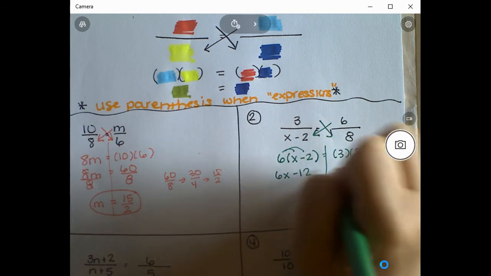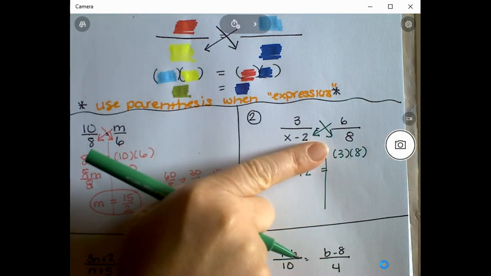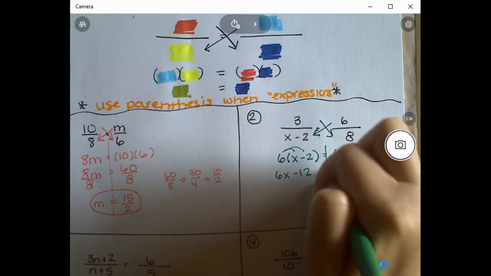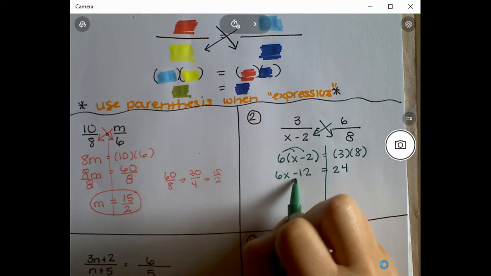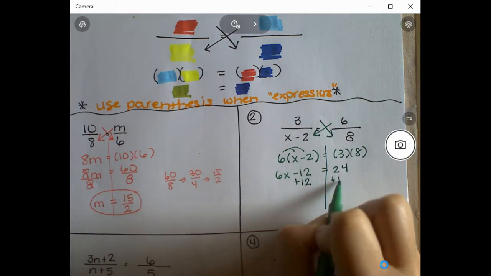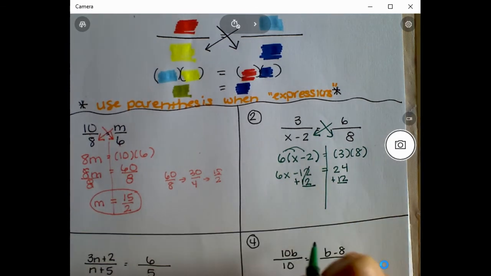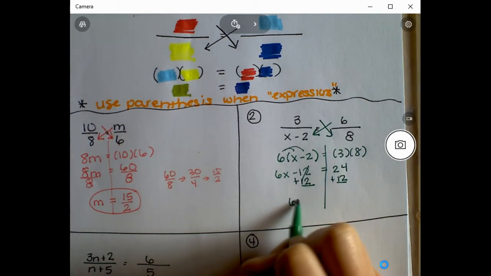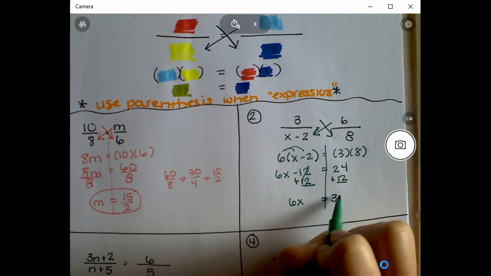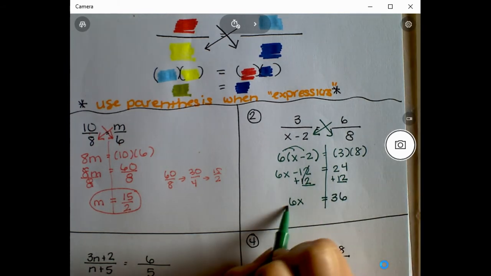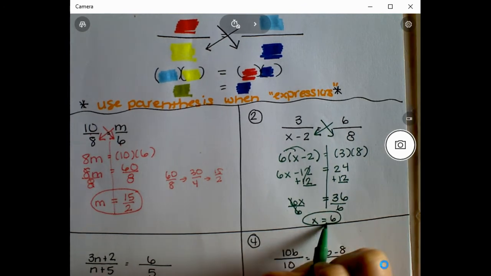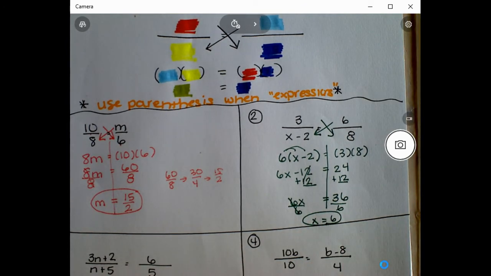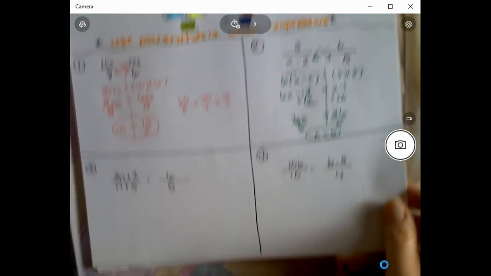6x minus 12 equals, and then on this side, we can't distribute, but we can multiply: 24. Now, using the steps to solve an equation, we want to get the variable isolated. So we're going to add 12 to both sides to cancel it. 6x equals 36. And last, we're going to divide: x equals 6. And this is how you solve proportions. All right, 2 more quick examples.